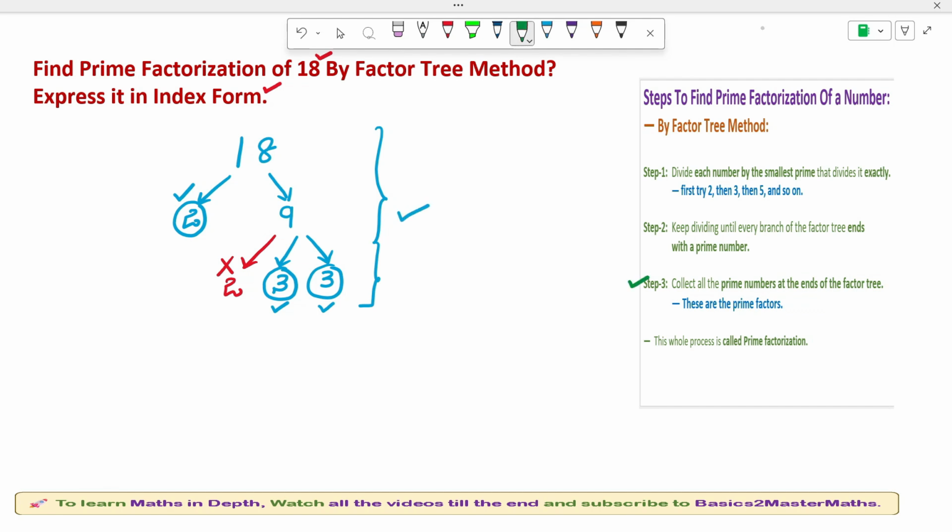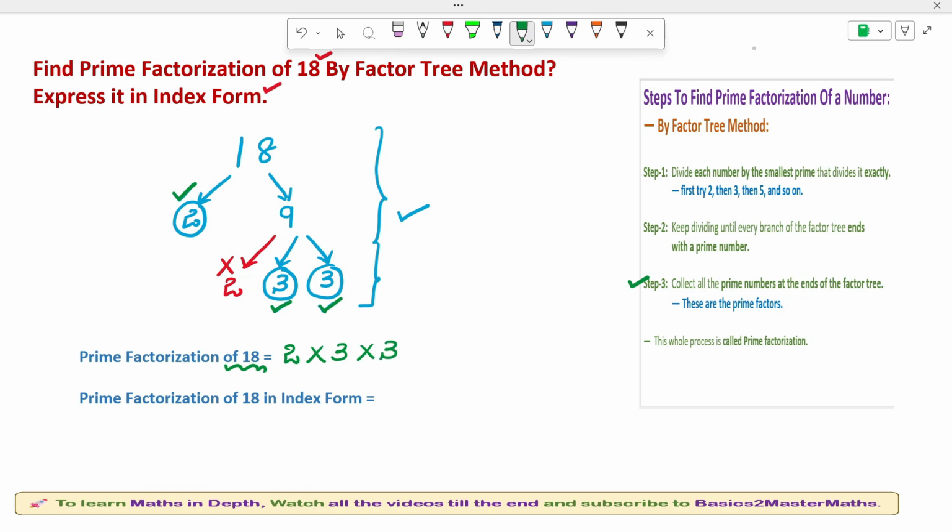Now, collect all the prime numbers at the ends of the factor tree. In this case, they are 2, 3, and 3. So, the prime factorization of 18 is 2 multiplied by 3 multiplied by 3.